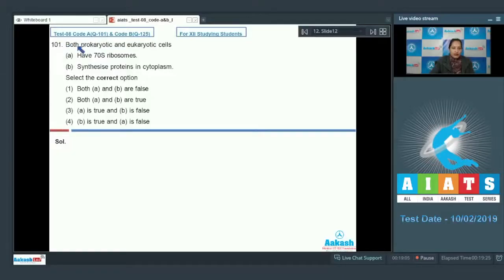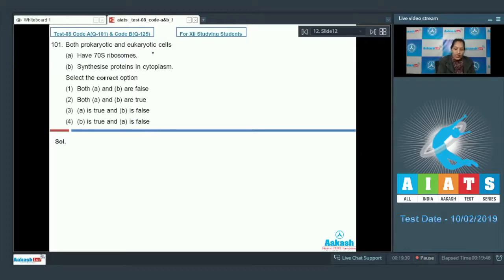Question number 101. Both prokaryotic and eukaryotic cells A have 70S ribosomes, B synthesize proteins in cytoplasm. Select the correct option. First option, both A and B are false. Second, both A and B are true. Third, A is true and B is false. Fourth, B is true and A is false.